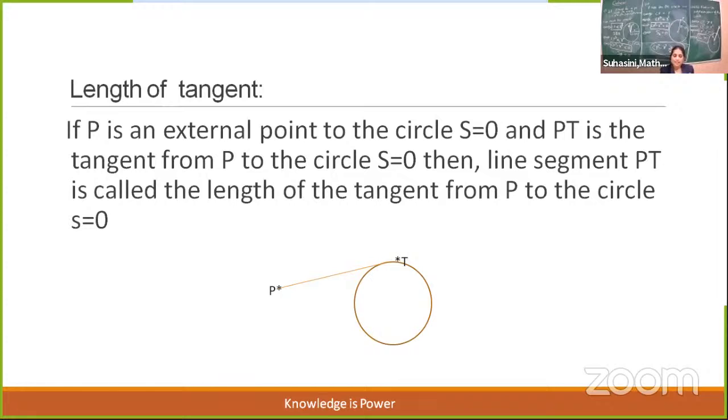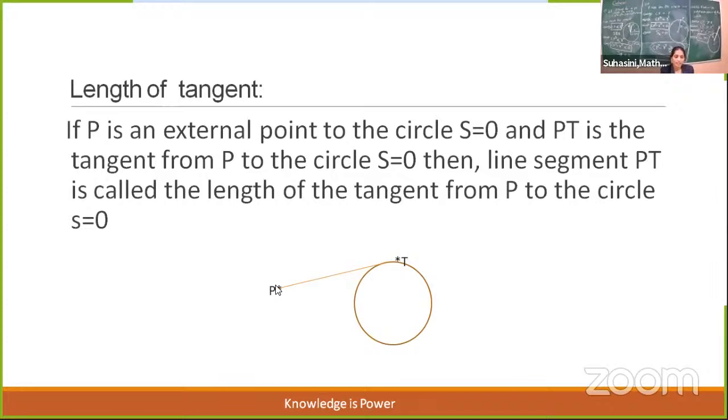I repeat, let S = 0 be a circle. Let P(x1, y1) be a point in the exterior plane of the circle. Let us draw a tangent from P to the circle. You can draw another tangent also, but to discuss this topic, I have taken only one tangent. The tangent drawn from P to the circle S = 0 is touching the circle. A tangent touches the circle only at a single point, and that point of contact is T here.